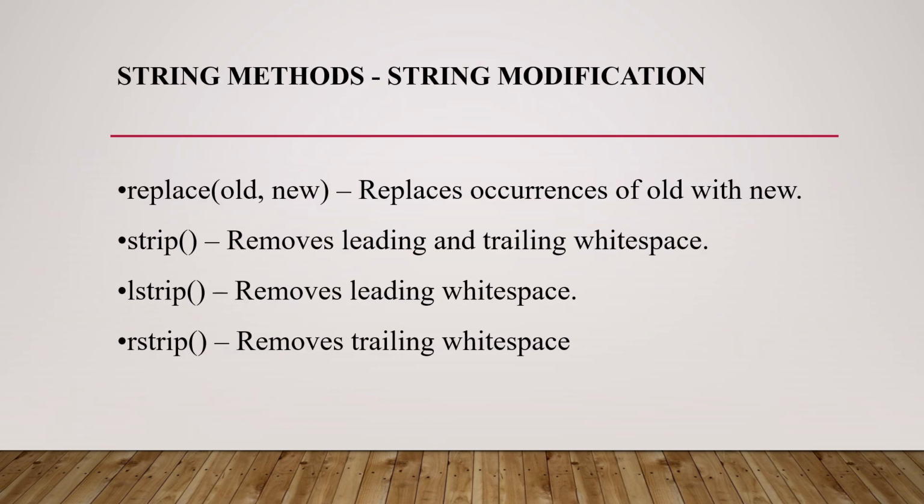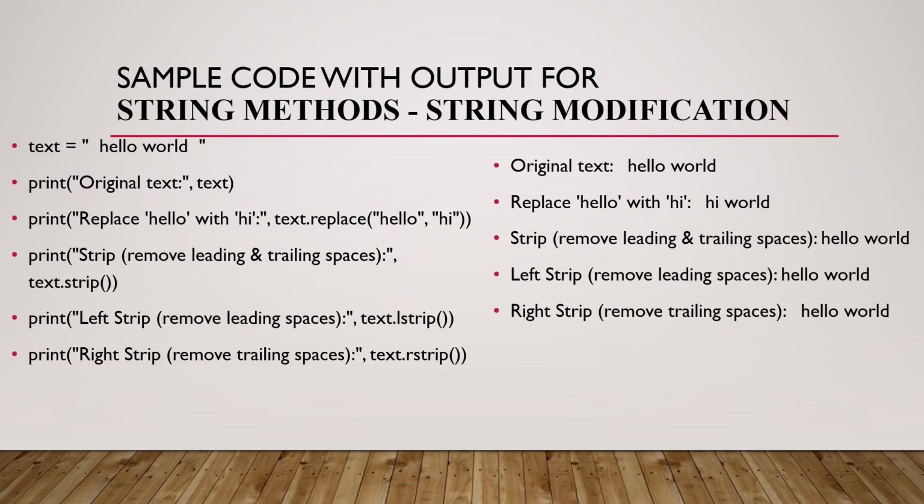So these are the string methods used for string modification. Replace replaces the occurrence of an old string with a new string. There is a strip method which removes the leading and trailing whitespaces in the string, and lstrip removes leading whitespaces, and rstrip removes trailing whitespaces in the string. And this is the sample code with the output for string methods which can be used for string manipulation.